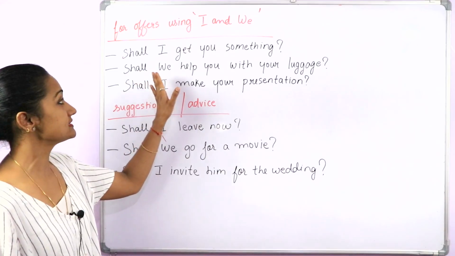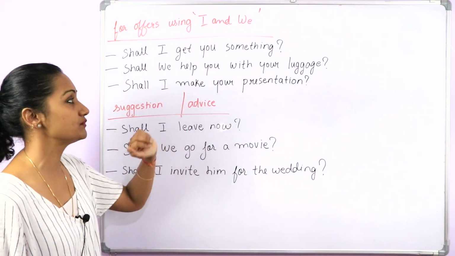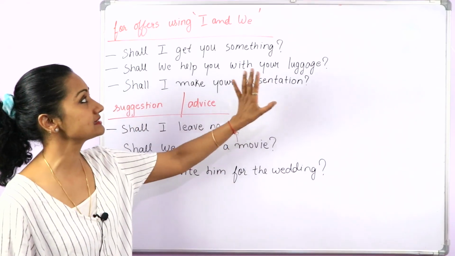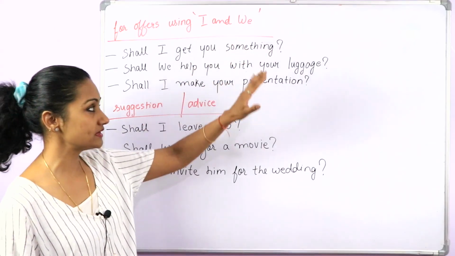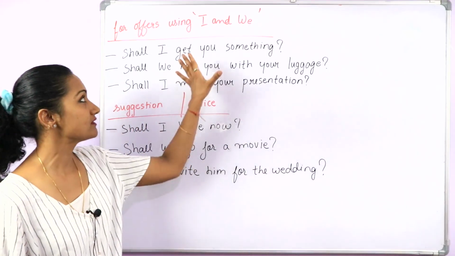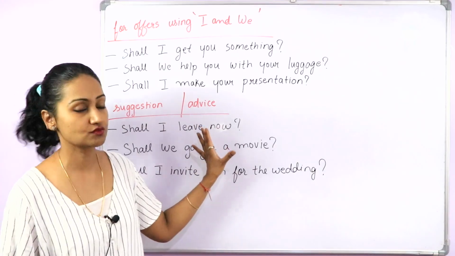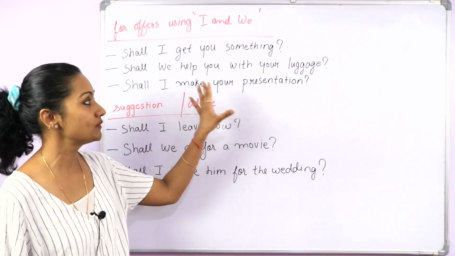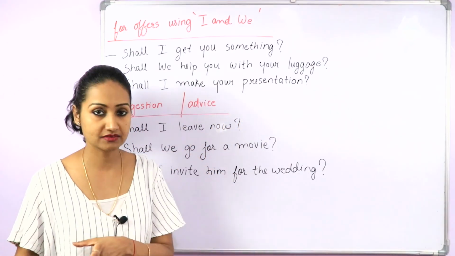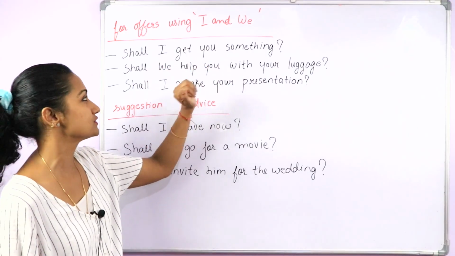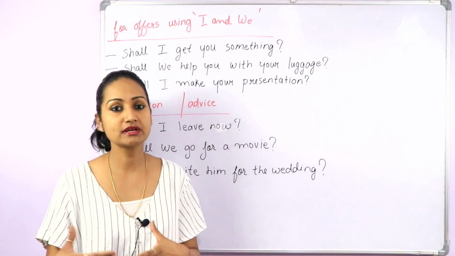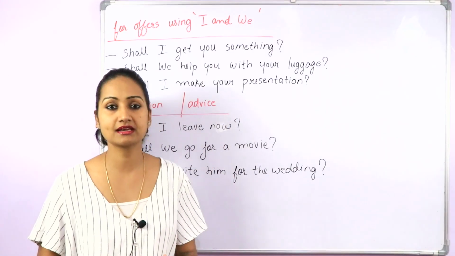Okay, so first is, shall I get you something? Shall we help you with your luggage? Shall I make your presentation? So this way it's an interrogative sentence and I have used it with I and we. This is the way we use shall, generally with I and we, when we have this situation, offer or suggestion or advice. Okay, here we can use will as well, but in that case we are not going to make an interrogative sentence. That is going to be a declarative sentence. Okay, for example, I will get you something. We will help you with your luggage. I will make your presentation. So this way we can use shall or will while making an offer.